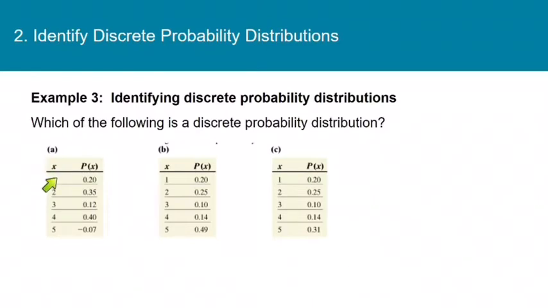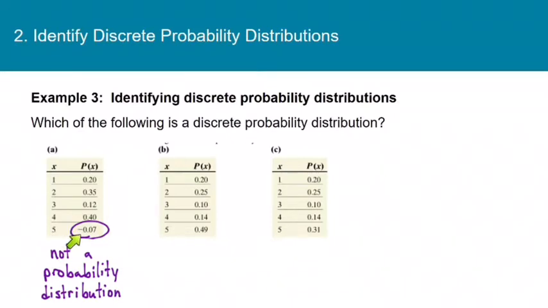So here's our first table. The possible outcomes are 1, 2, 3, 4, 5, and here we have the probabilities. But the problem here is that this probability is negative, and so this is not a probability distribution. We know that probability cannot in fact be negative. It has to be between 0 and 1. So this is disqualified as a probability distribution.